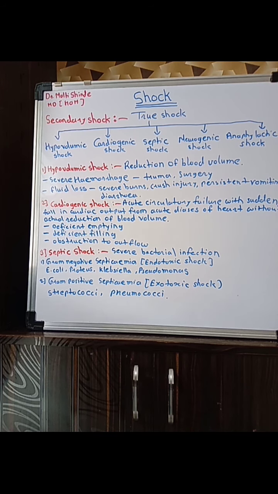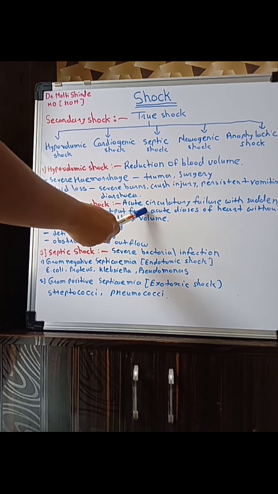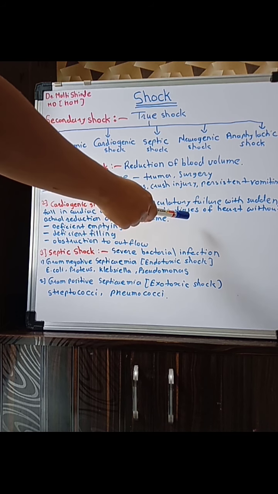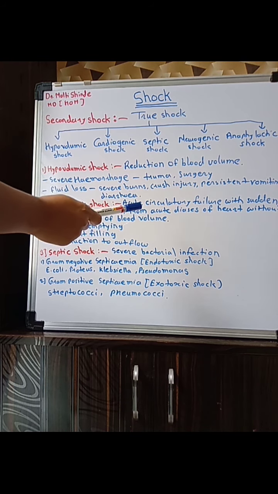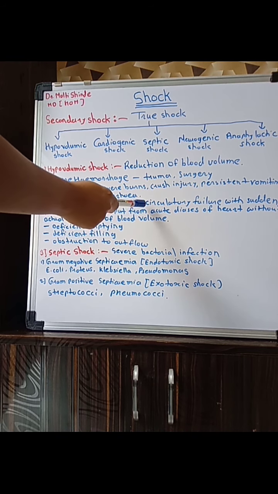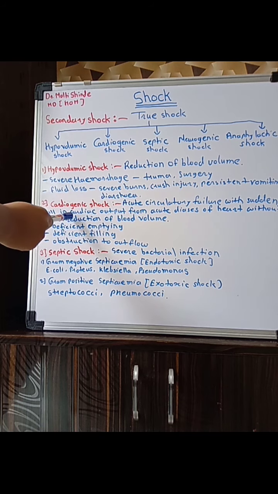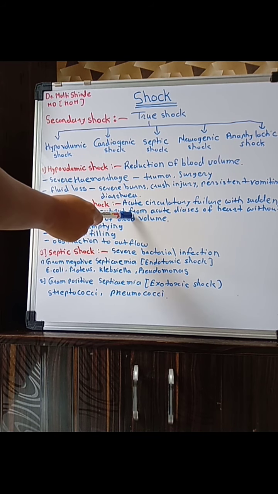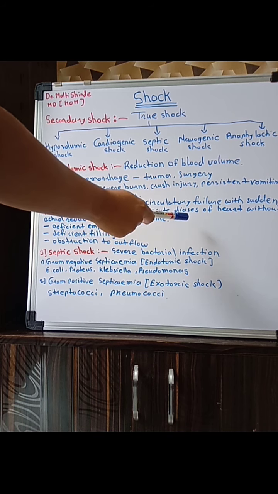Then the next one is cardiogenic shock. What is cardiogenic shock? Cardiogenic shock occurs due to acute circulatory failure with a sudden fall in cardiac output from acute diseases of the heart, without actual reduction of blood volume. So it is due to acute circulatory failure, when there is failure of the circulatory system with cardiac diseases, causing a sudden fall of cardiac output, and these are due to some acute diseases of the heart.